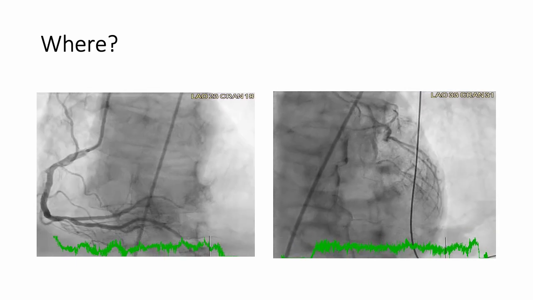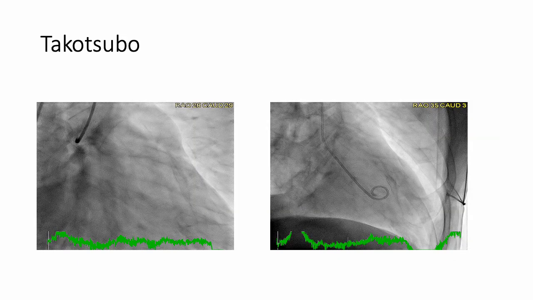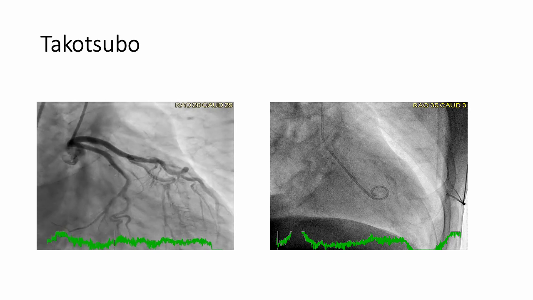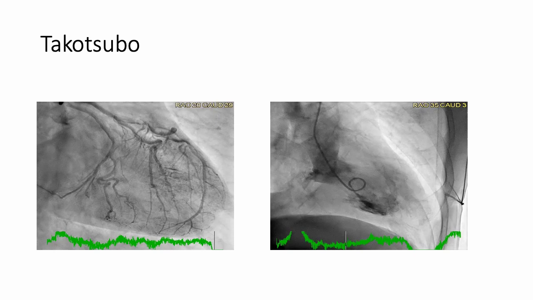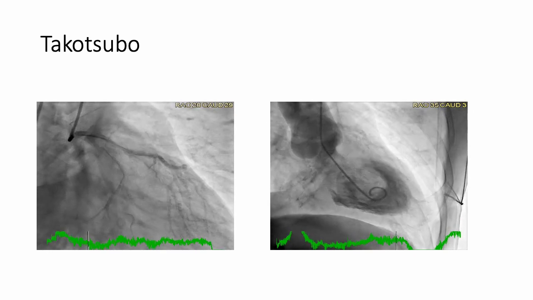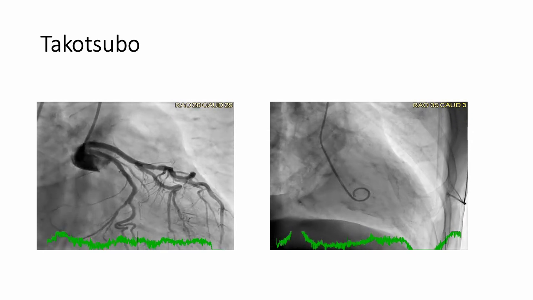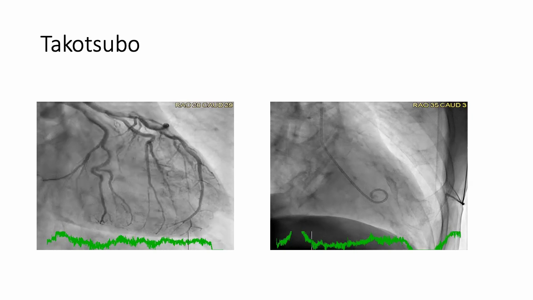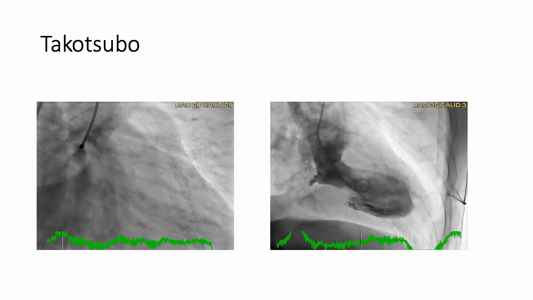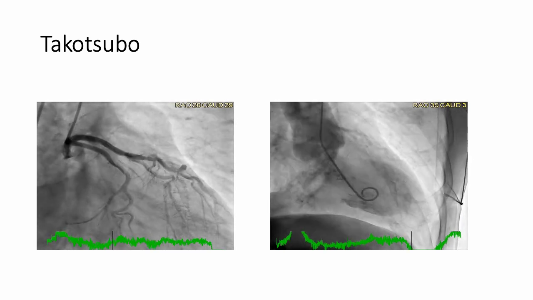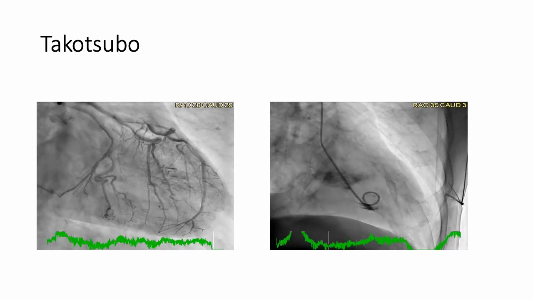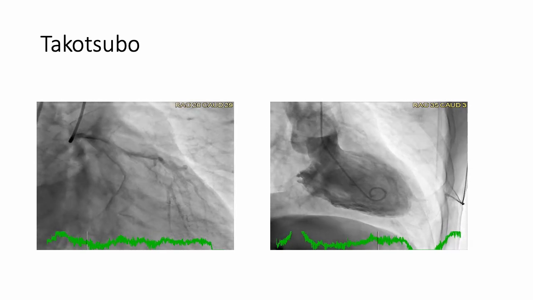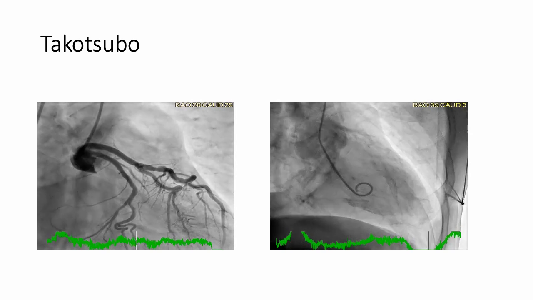Is there some small branch that we're missing? That's just another shot of her left. So we do a left ventriculogram. And you can see on that LV gram what I showed before, the whole heart contracts. But in this patient, the base contracts, but the whole rest of the heart doesn't contract. It's all akinetic. So there's basal hypercontraction, the rest of the heart's not moving.